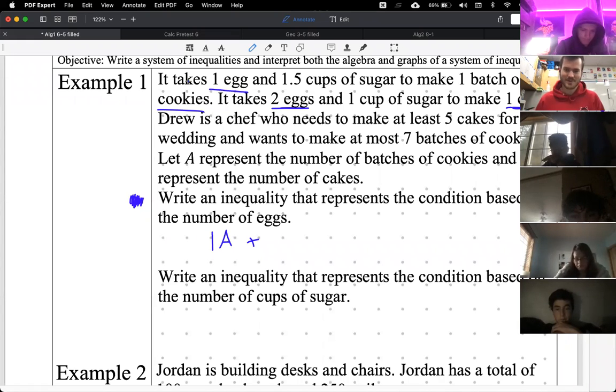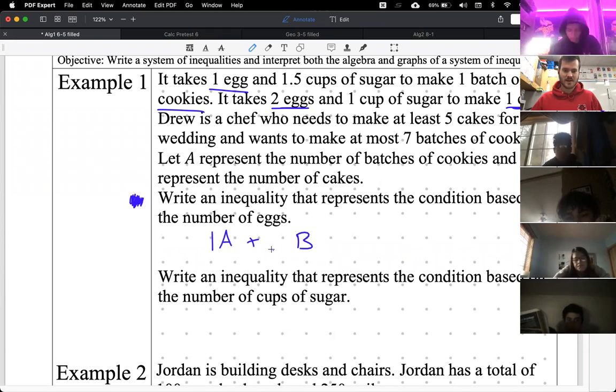Okay, well, let me run through that really quickly again. I'm just analyzing this problem. I'm saying how many eggs are used for every batch of cookies. It's 1 egg for every batch of cookies, so it's going to be 1A. And then it's going to be 2 eggs for every cake, and cakes is going to be B. So there's going to be some coefficient in front of our B. If 1 was attached to A because it is 1 for every cookie, what number is going to be attached to B?